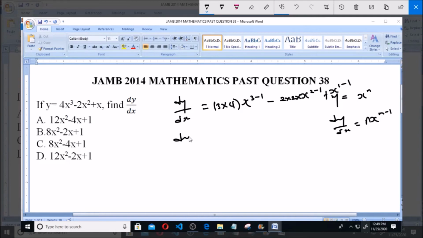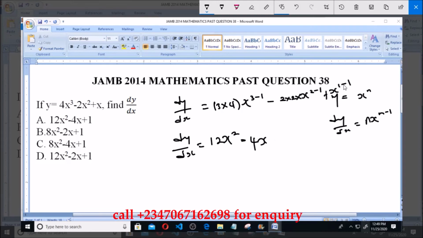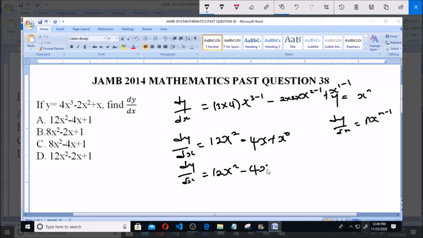So now dy/dx will be equal to, 3 times 4 will give us 12x, 3 minus 1, 2, then minus 2 times 2 will give us 4, then x, because x raised to the power of 2 minus 1 will give us x. So x raised to the power of 1 minus 1 will give us x to the power of 0. So plus x raised to the power of what? 0. So we have dy/dx is equal to 12x squared minus 4x plus, now x raised to the power of 0 is equal to 1.